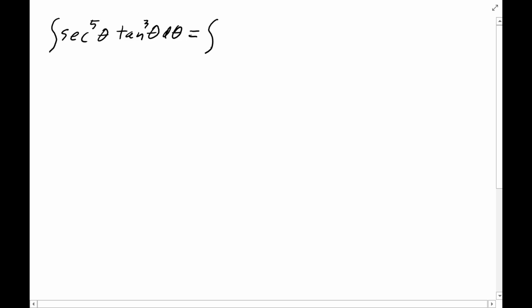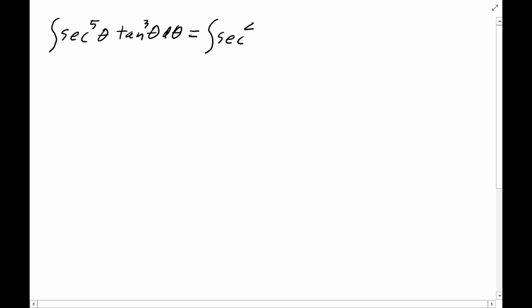Okay, let's go to case 2. Case 2 we use when the powers of the tangent are odd and positive. So here we have tangent to the third times secant to the fifth. And in case 2, when you have a tangent being raised to an odd power, we're going to pull off one secant and one tangent factor and put it back with the d theta.